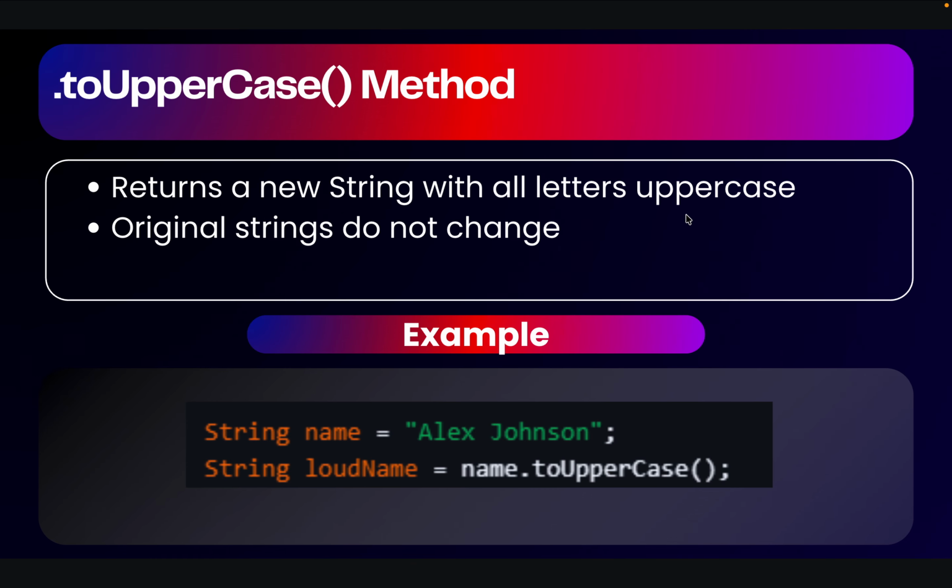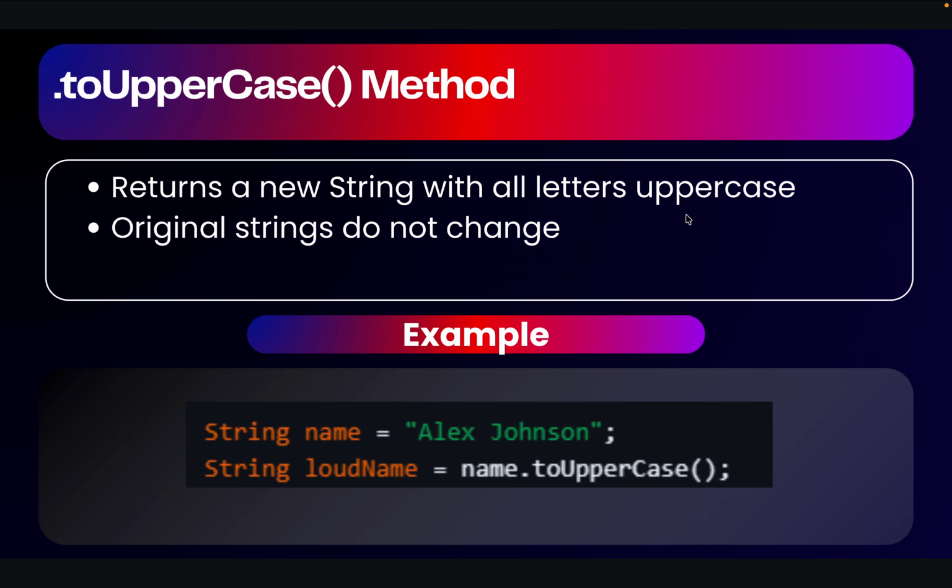Now we're going to get into some other methods that exist. One is dot toUpperCase, and this is going to be used if, for example, you want to have all the letters of the string become uppercase. And remember, the original string does not actually change. For example, the first variable we have is name, and it's holding Alex Johnson. The second variable we have is loudName, and you see that it is using the original string, Alex Johnson, which is being stored in name, and it is applying the toUpperCase method to it.